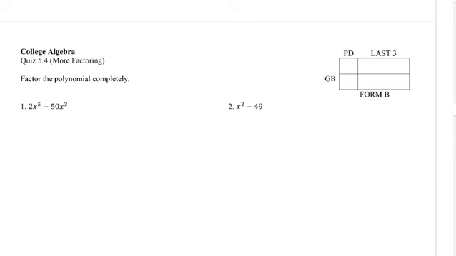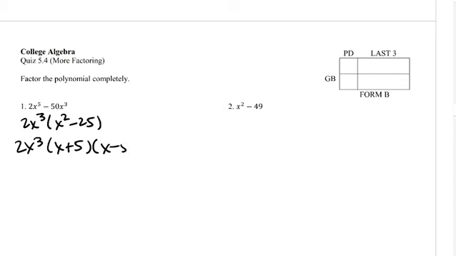All right, here's form B. So we're going to factor the polynomial completely. We're going to factor out the greatest common factor. And we're going to finish it. Because x squared minus 25 is a difference of 2 squares. Okay, over here, this is also a difference of 2 squares.